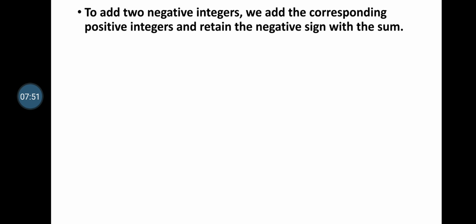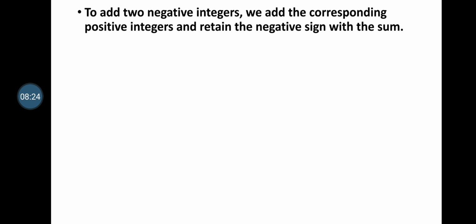To add two negative integers, we add the corresponding positive integers and retain the negative sign with the sum. Actually, this I didn't tell you previously with the number line, but in your later calculations you can't use the number line every time. The number line is for basic beginning understanding only. Later on, for your calculations, you will not use the number line; you will directly find the answer. So you can keep this point in your mind.